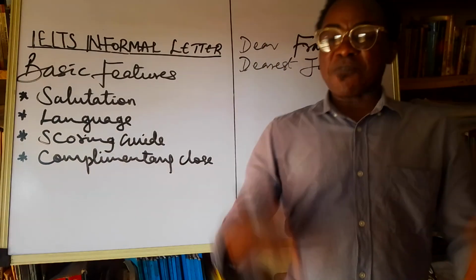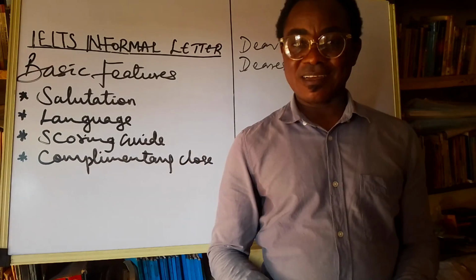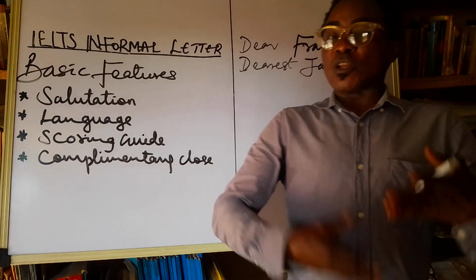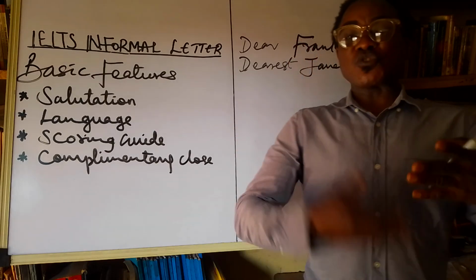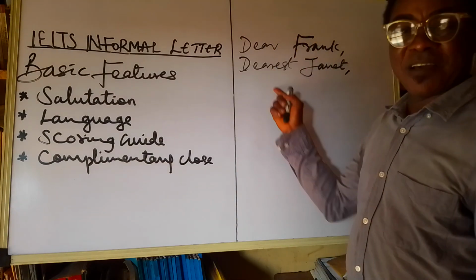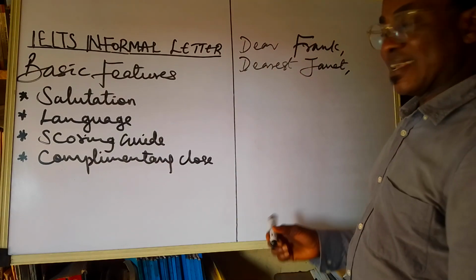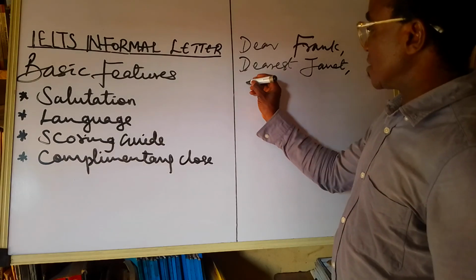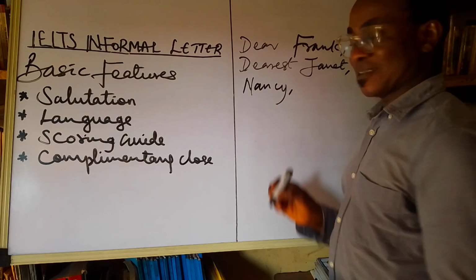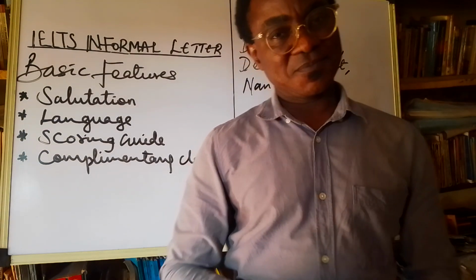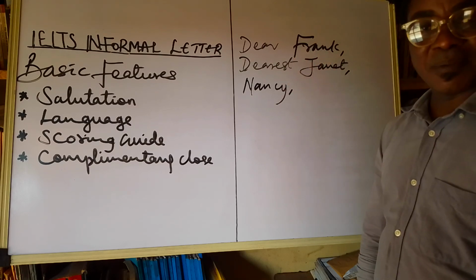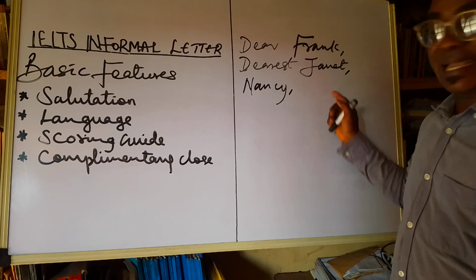Now, the informal letter is a casual letter. That is why it is called informal. So, your language, your tone of writing should all reflect this informality. If you prefer not to use any of this, it is acceptable to use your addressee's first name only as your salutation. The salutation must be followed by a comma. Dear Frank, comma. Dearest Janet, comma.